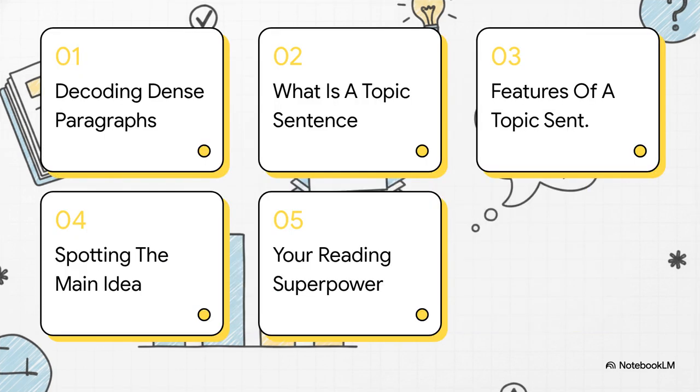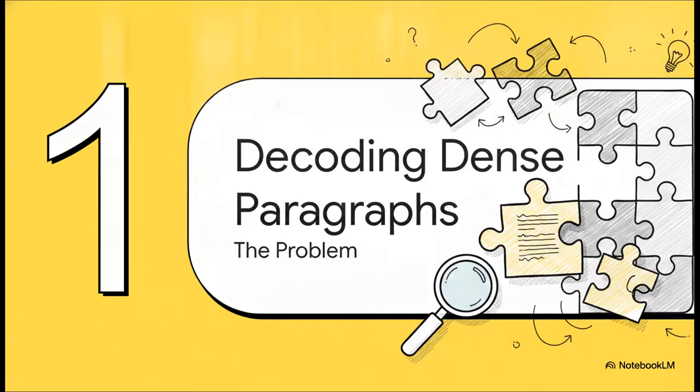Here is our quick roadmap for today. 1. Decoding dense paragraphs. 2. What is a topic sentence? 3. Features of a topic sentence. 4. Spotting the main idea. And finally, 5. Your reading superpower. And funnily enough, this agenda is basically a roadmap for our explainer, exactly like a topic sentence is a roadmap for a paragraph.